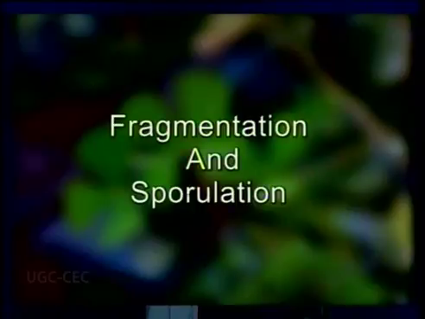Now we will discuss the reproduction of Oedogonium. Oedogonium reproduces usually asexually by fragmentation and sporulation, and sexually by advanced oogamy. Fragmentation in Oedogonium takes place either by dying off of some of the cells of the filament or by accidental breaking. The fragments so formed develop by growth and cell division into new plant bodies.